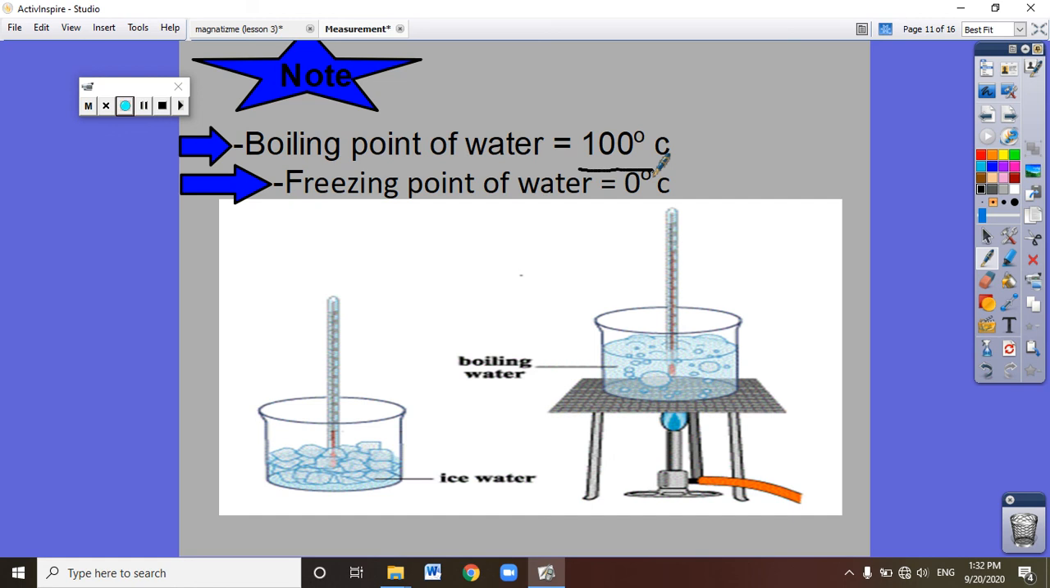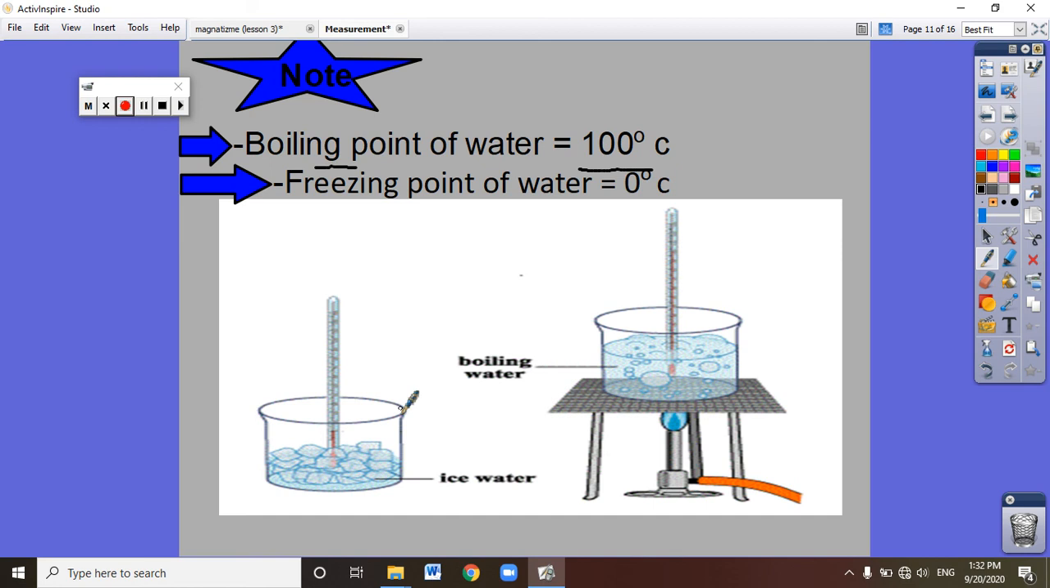Okay, so the boiling point of water, what is the meaning of the boiling point of water? When the water is boiling, the temperature of the water is equal to 100 degrees. So the boiling point of water means the temperature of the water when it's boiling is 100 degrees.